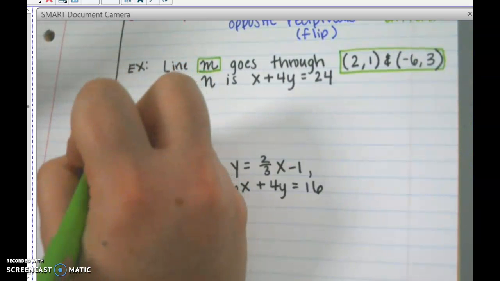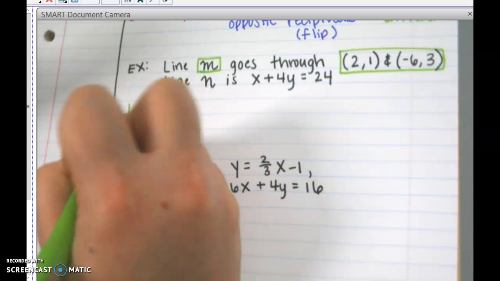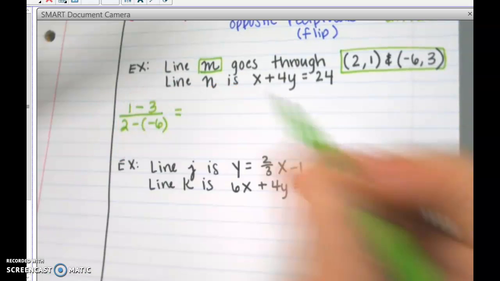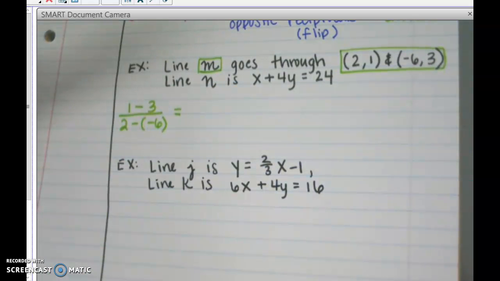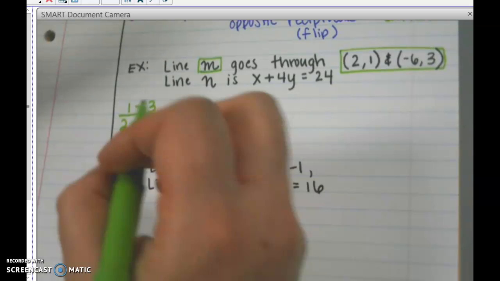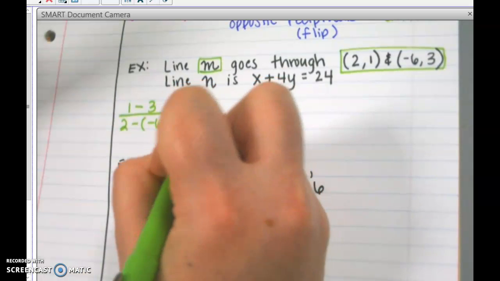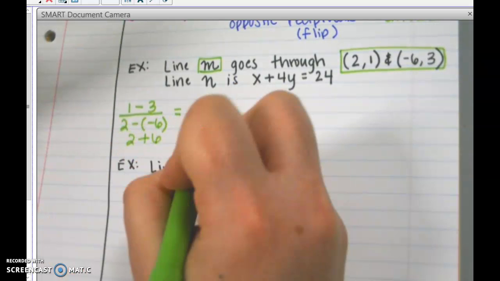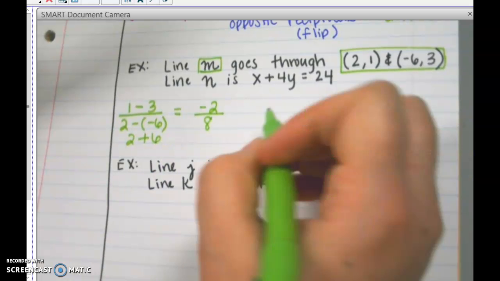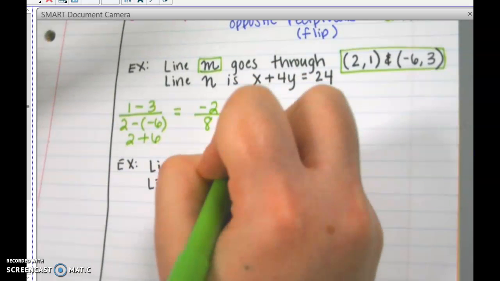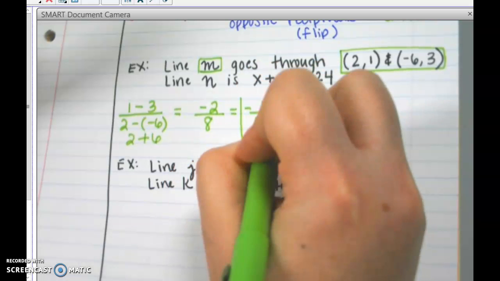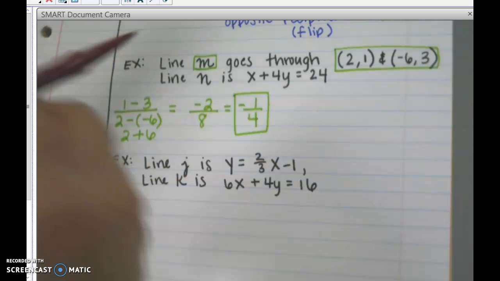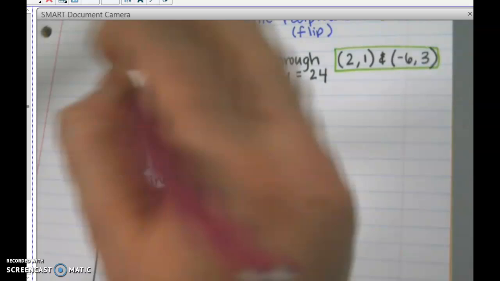So I am going to do y minus y over x minus x. So 1 take away 3 is -2. 2 minus -6 is the same as 2 plus 6, which is 8. I can reduce that. That reduces to -1 over 4. All right, now I have to find the slope of line N, and my job is going to be comparing those two answers.